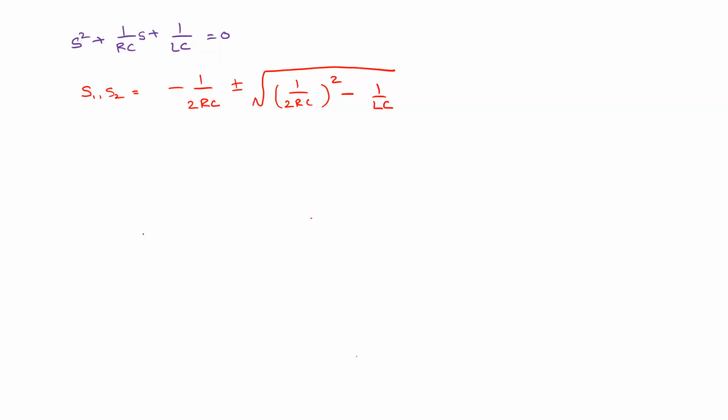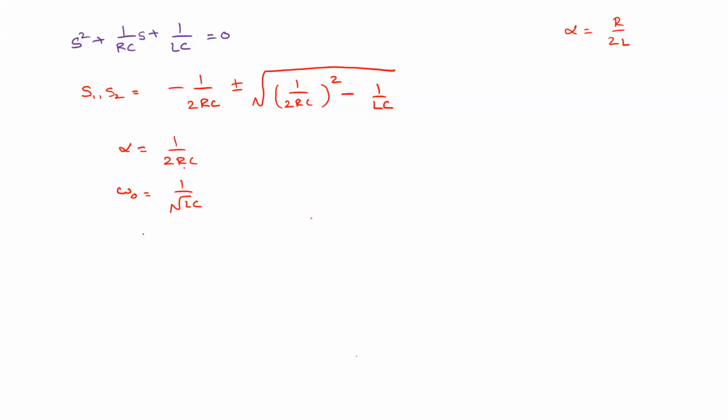Yes, sir. Okay. So now, with our previous experience, can anyone tell what is alpha here? 1 by 2RC. What is omega naught here? 1 upon root LC. So everything is the same. The only difference is that in the series RLC circuit, we have alpha equal to R by 2L. Now in the parallel RLC circuit, we have alpha equal to 1 by 2RC.